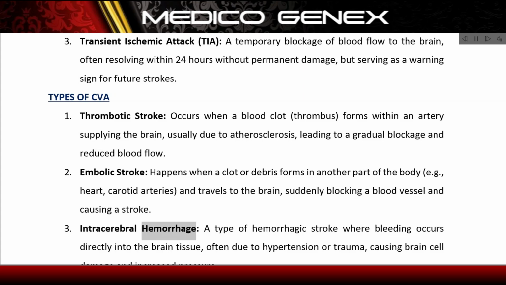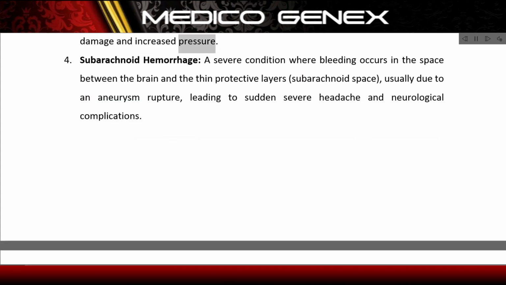Intracerebral hemorrhage, a type of hemorrhagic stroke where bleeding occurs directly into the brain tissue, often due to hypertension or trauma, causing brain cell damage and increased pressure. Subarachnoid hemorrhage, a severe condition where bleeding occurs in the space between the brain and the thin protective layers, subarachnoid space, usually due to an aneurysm rupture, leading to sudden severe headache and neurological complications.